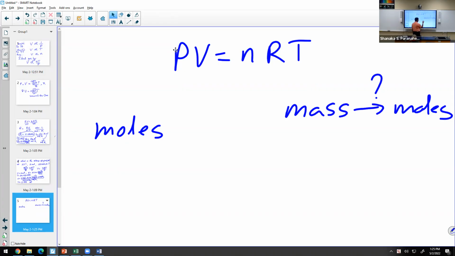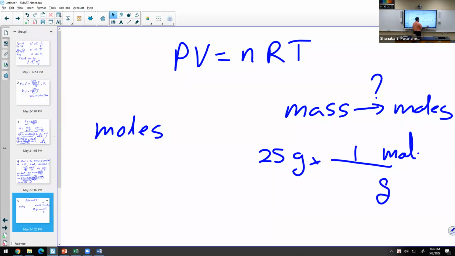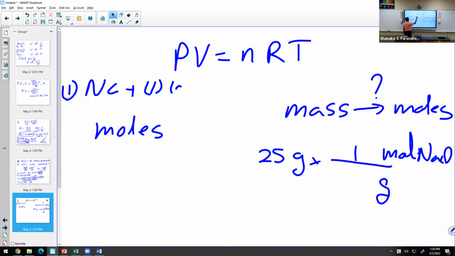So if I give you a question like 25 grams of sodium chloride, convert into moles from grams. So 1 mole of sodium chloride is equal to how many grams? It's going to be the molar mass of sodium chloride: 1 sodium plus 1 chloride. The molar mass is 58.4 grams.